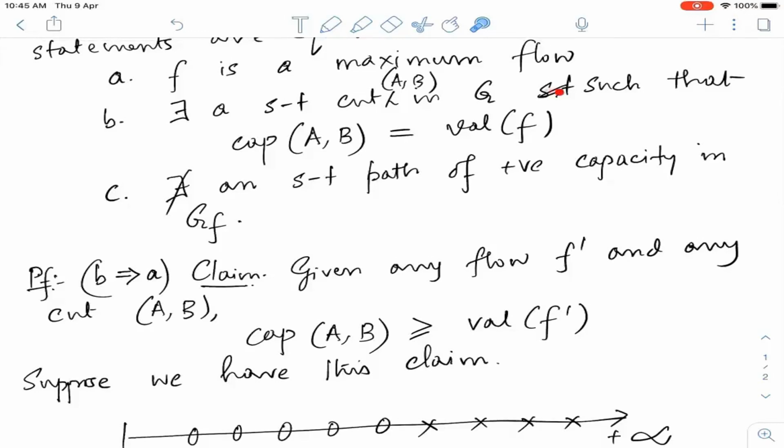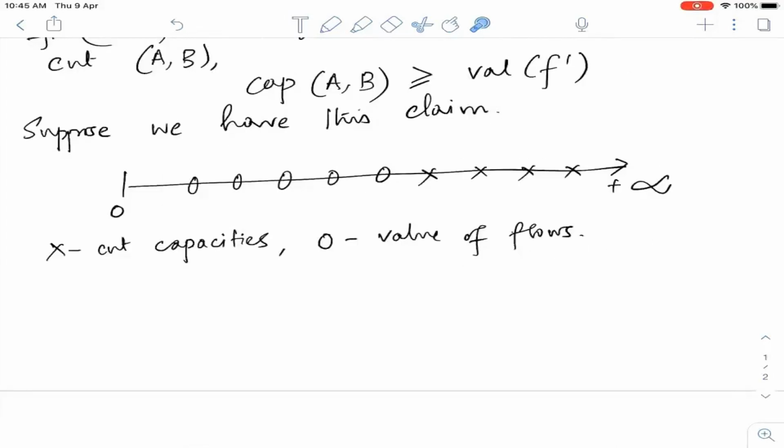Okay, what it says is that suppose I'm given this flow, and suppose there exists a cut AB in my graph such that the cut capacity and the flow value are exactly equal. So how does that look if I try to draw this in my cartoon? This essentially looks like the following: there exists some cross and some circle which are juxtaposed on each other. This is what statement B is saying, that suppose this happens.